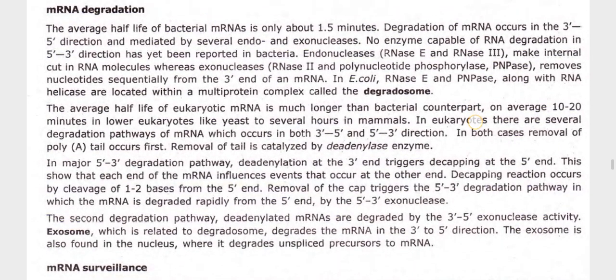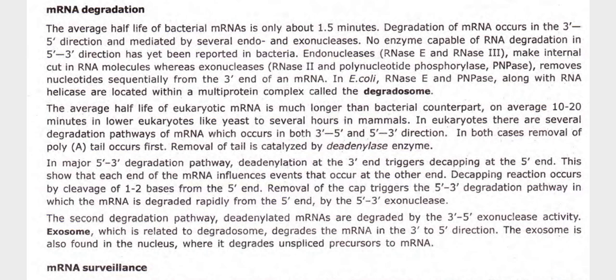Now, mRNA degradation. The average half-life of bacterial mRNA is only about 1.5 minutes. Degradation of mRNA occurs in the 3' to 5' direction and is mediated by several endo- and exonucleases. No enzyme capable of RNA degradation in the 5' to 3' direction has yet been reported in bacteria. Endonucleases RNase E and RNase III make internal cuts in RNA molecules, whereas exonuclease RNase II and polynucleotide phosphorylase PNPase remove nucleotides sequentially from the 3' end of an mRNA.